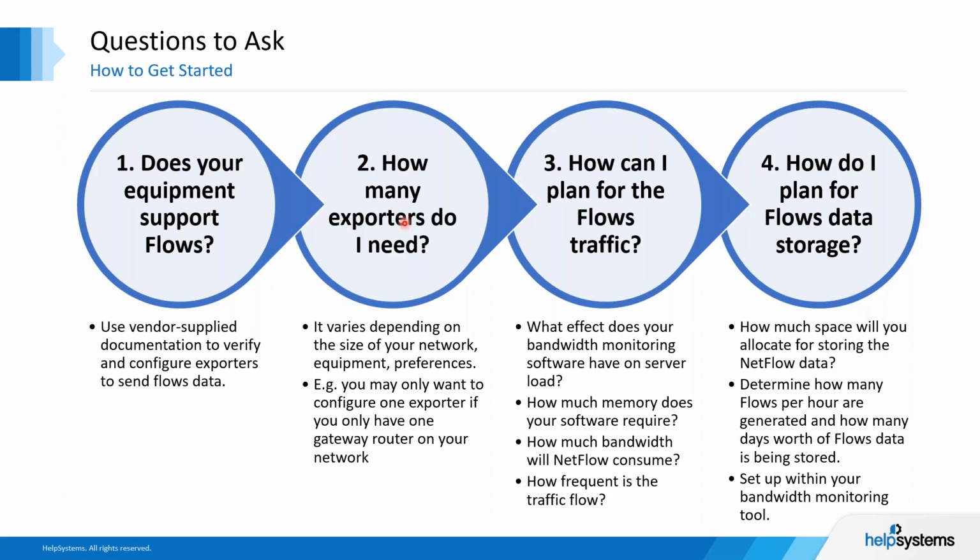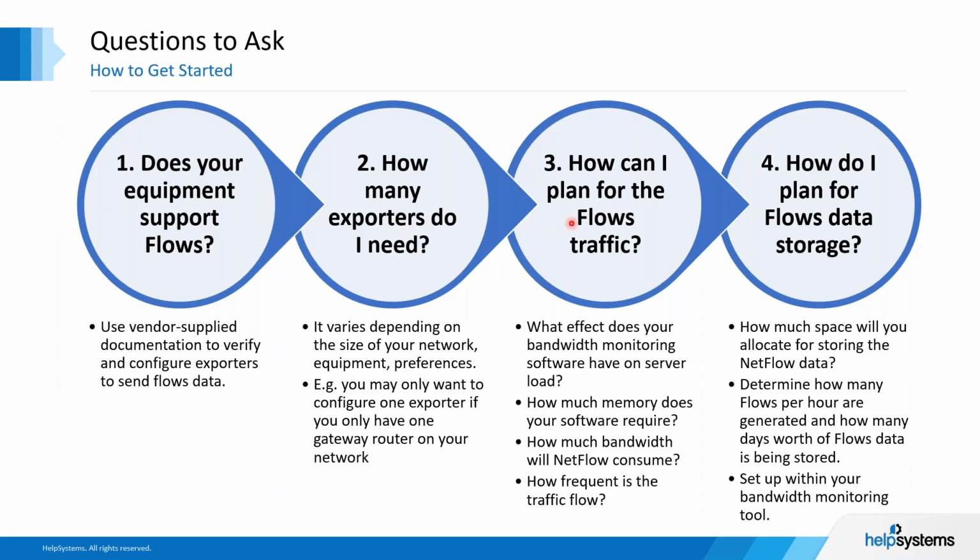Then the next question to ask is, how many exporters do I need? This depends on the size and scope of your network. It depends on what kind of topology you have, and where these devices are sitting. So you need to figure out, if I have multiple sites or remote offices and I have routers at each one of those sites, do I care about flows or usage at each one of these sites, or do I just care about my main site? Are all these routers coming back to my main router and then going out? So it really depends on how your network is laid out to determine how many exporters you need to be able to capture that information.